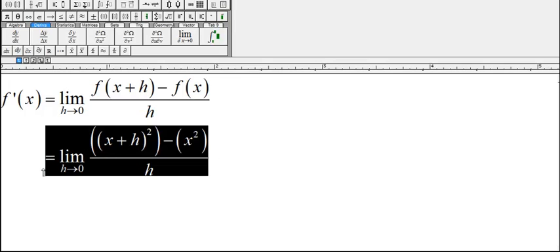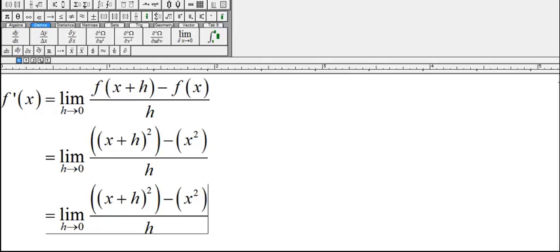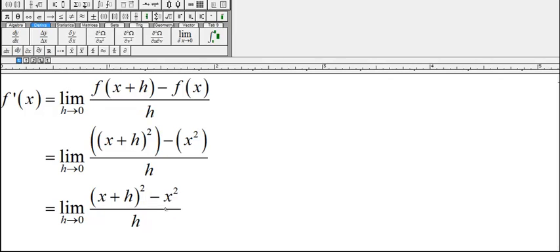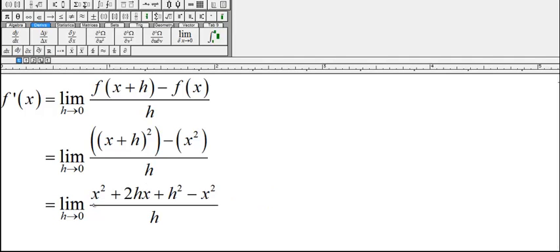Okay, so let's take this and see what we can do with it. I don't really need that parentheses, so let's get rid of it. What we have here is x plus h squared. Well, x plus h times x plus h turns out to be x squared plus h squared, but it's not just x squared plus h squared. You have the middle term, 2hx. So x squared plus 2hx plus h squared.